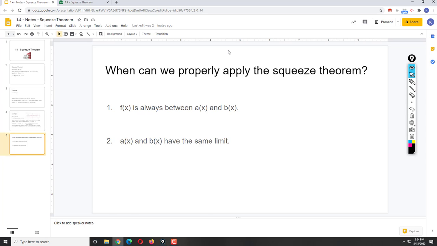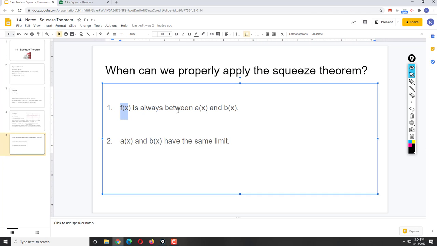To be able to figure out those problems, we have to think about when we can use the squeeze theorem. Well, squeeze theorem only works if f is between a and b. So f must not be smaller than a, it must not be greater than b. And a and b must always have the same limit. Okay, so that's it for the squeeze theorem.